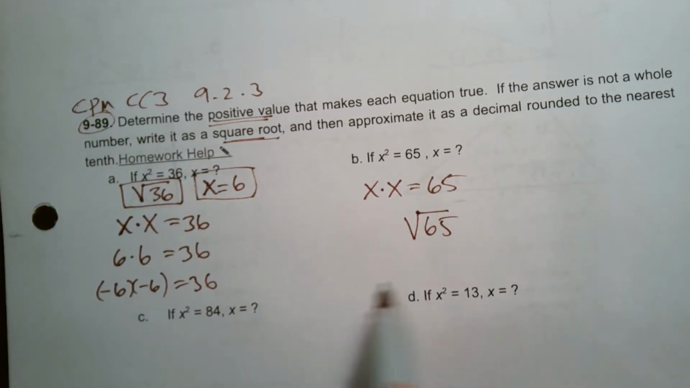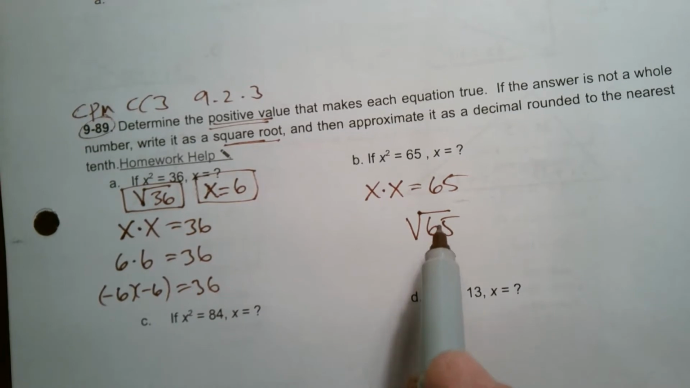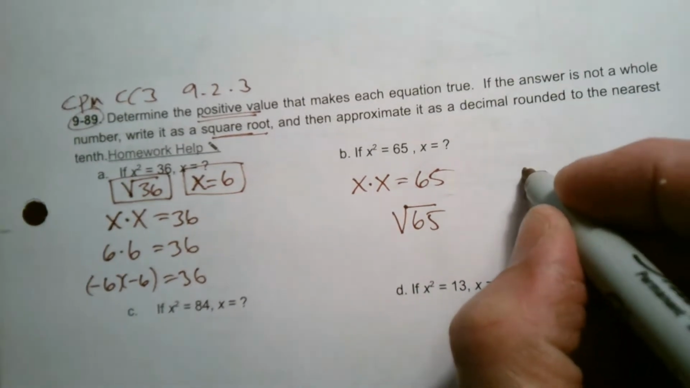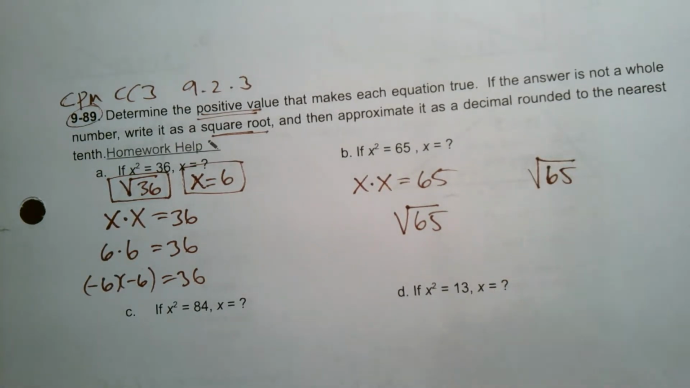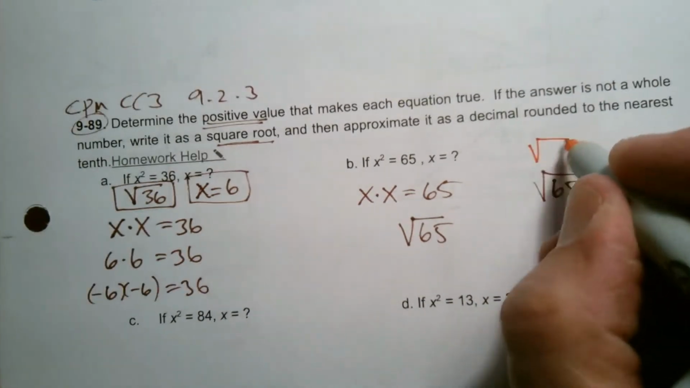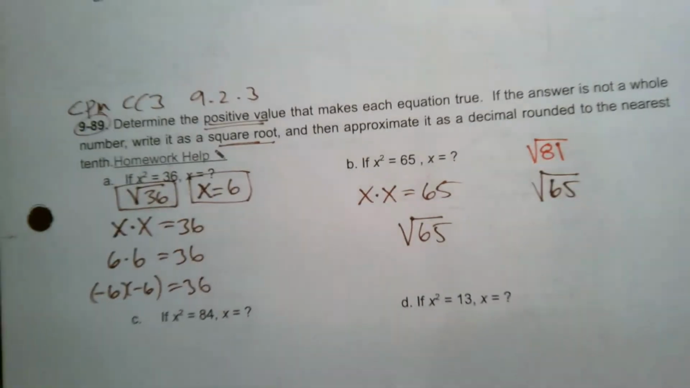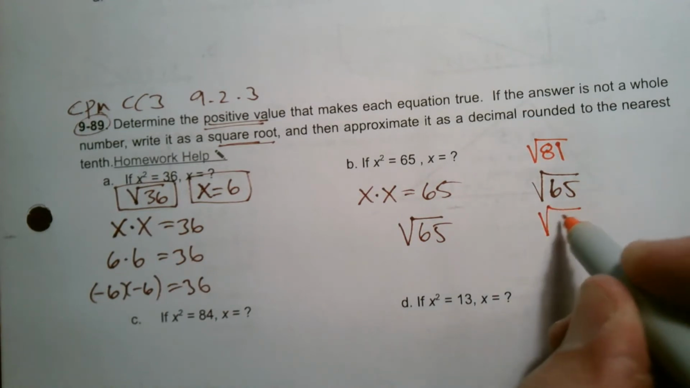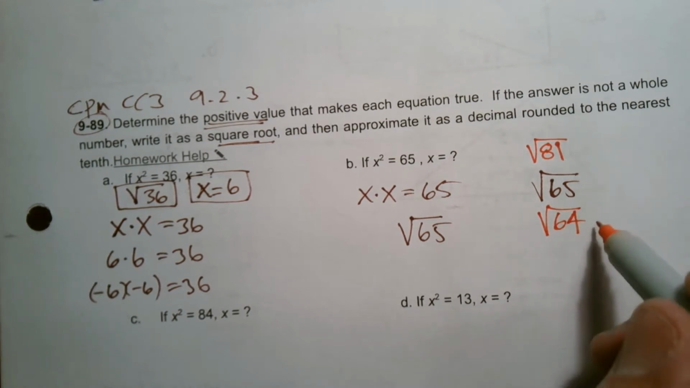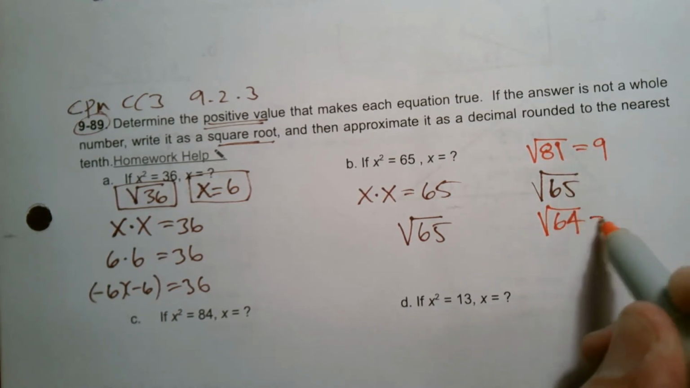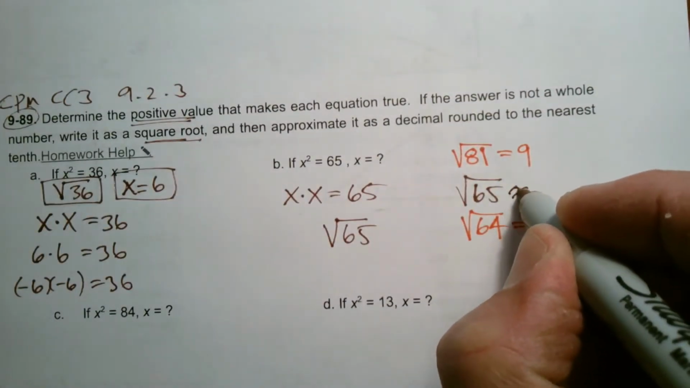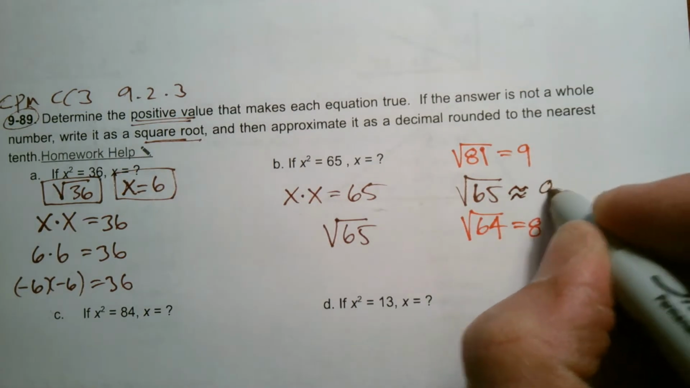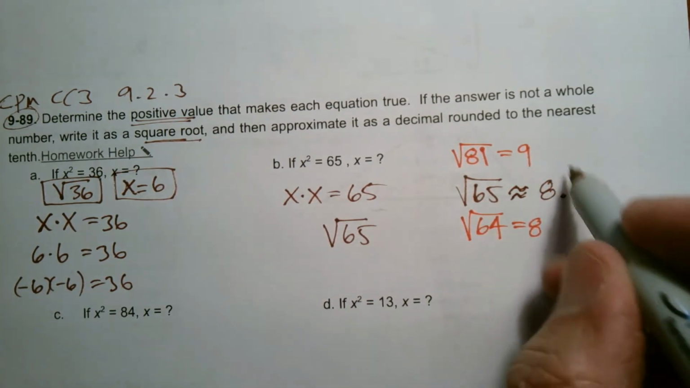So this isn't a perfect square, but it's close. To approximate, let me show you. We write the perfect square that is above it and below it. Above it, I'm going to write the square root of 81, and below it the square root of 64, because the square root of 81 is 9 and the square root of 64 is 8. The squiggly marks mean approximately. So I know my answer is going to be approximately 8 point something, and I've got to figure that out to the nearest tenth.